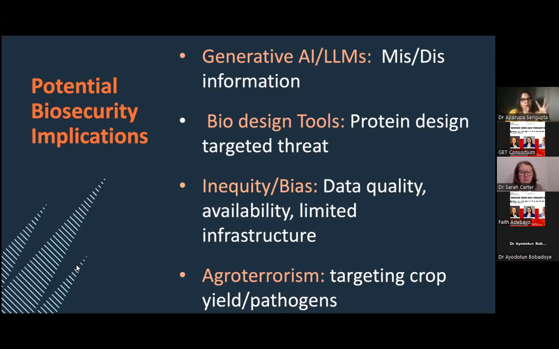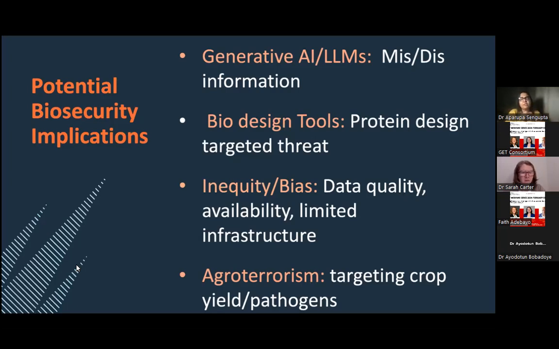Biodesign tools, I think Dr. Carter did a beautiful job. I'm just going to reiterate that protein design is easier to do. And it could be a targeted threat, depending on if you are trying to design a really harmful pathogen, which is not available in nature, by manipulating the DNA or RNA or protein structure of it.